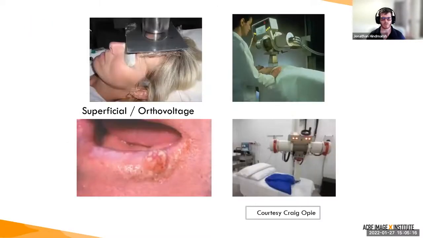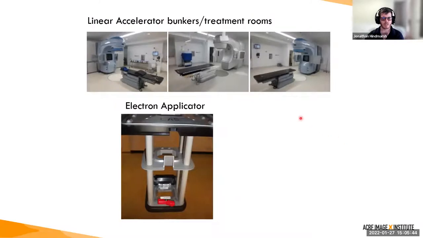So superficial orthovoltage is very superficial, skin-depth treatment. Here we have a scalp, and this is a mouth ulcer. This is the machine, so it looks very much like an imaging X-ray system. It just outputs a much higher, much longer-length beam, and this is a setup of that. This is a linear accelerator bunker.